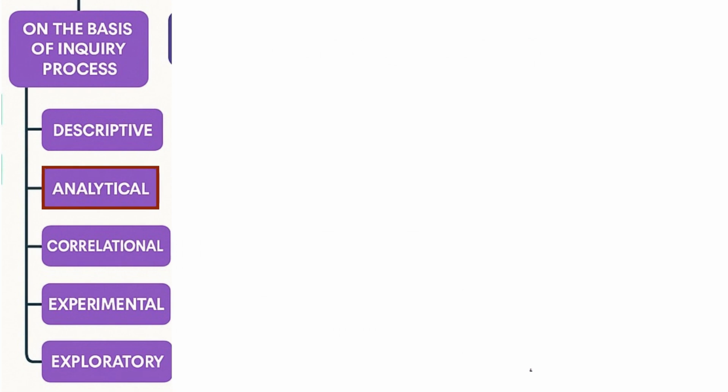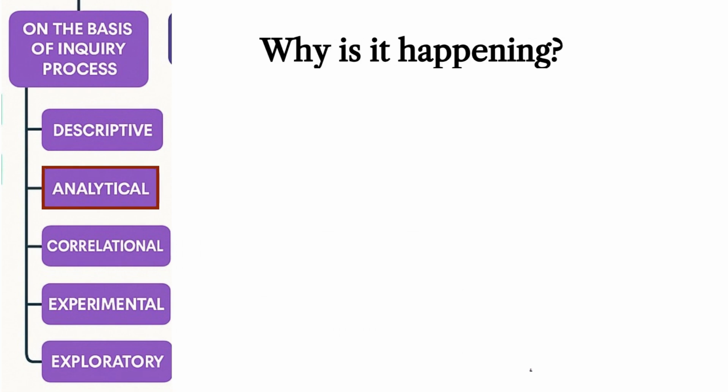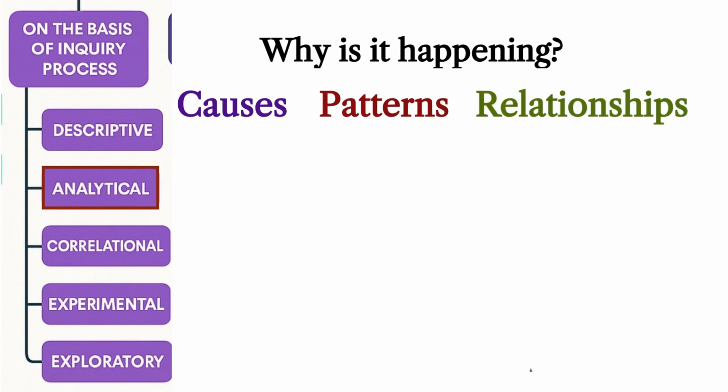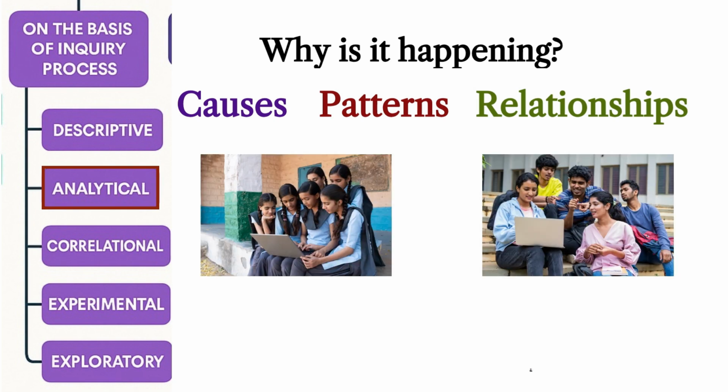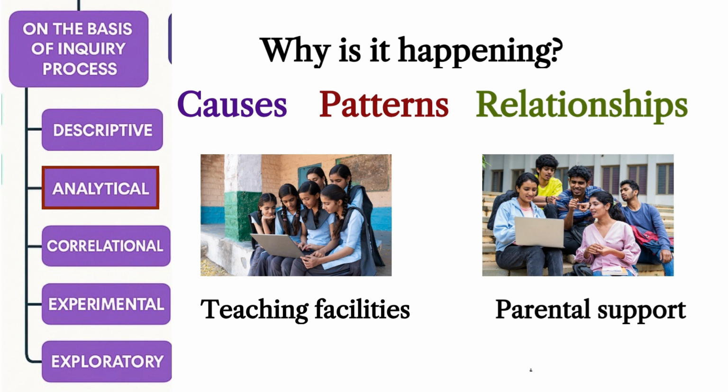Analytical research explains why something is happening by analyzing the data. It looks for causes, patterns, and relationships in order to understand the results. For example, a researcher analyzes why students from rural areas perform differently from urban students. So this is an example of analytical research. Here, the researcher not only collects data but also tries to understand the reasons behind the data, such as teaching, facilities, parental support, environment, or resources. Is this the reason why students from rural areas perform differently from urban students?